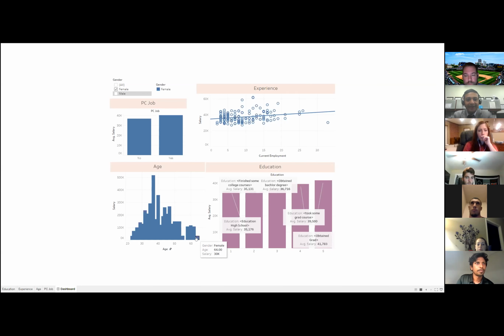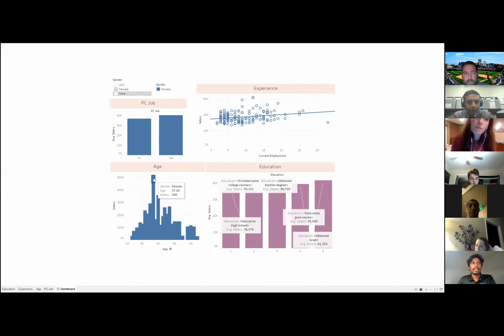And this is the fun of visualizing. You look through multiple different ways of visualizing and come up with one that best tells the story. Right? And our fourth, the education, we just had it as a reference to see the salary range and what level of education they've had.